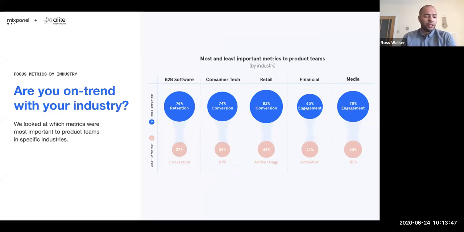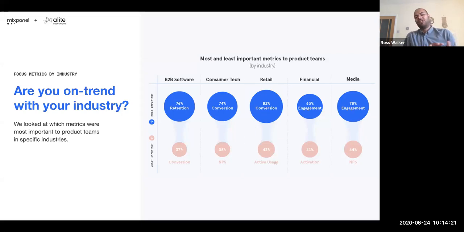The first thing to point out is that there was a clear change in those focus metrics across the different industries. There's no one focus metric that was the most important across all industries. The first example we can call out is B2B software. In that case, retention was the single most important metric, with around 76% of the people we surveyed ranking it the highest. And they ranked conversion the lowest.